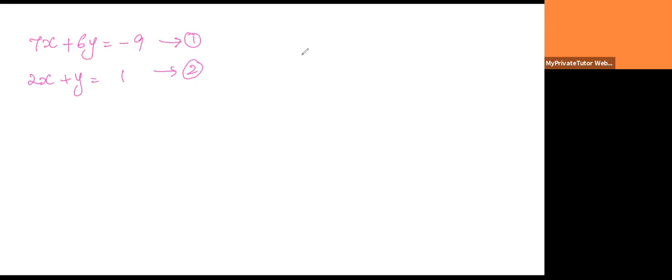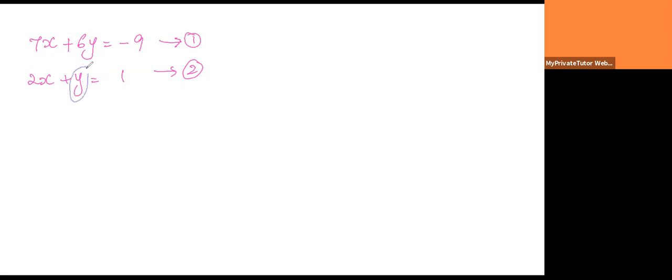Why substitution, you can ask me? Because we don't have the same coefficient for a variable. Here we have a 7, here we have a 2. Those two are not equal. Here we have a 6, here we have a 1. The coefficients of x and y, I'm talking about. So it's not possible to eliminate any variable. So better to use the substitution method.